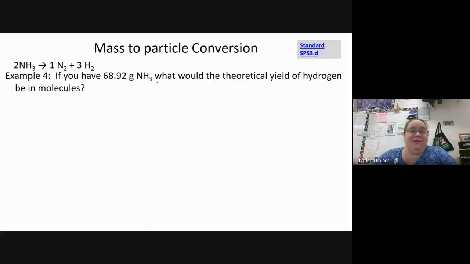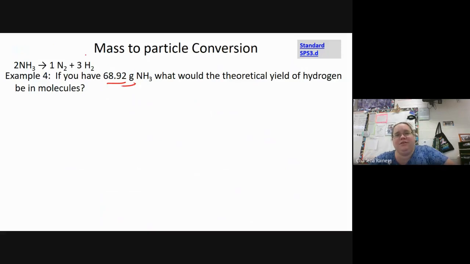Example number, if I've kept track, number 4, we're going from grams of NH3 to molecules of hydrogen. It's worded really badly. My brain can't handle English this late in the evening. So we're not going to worry about the fact that it's not grammatically correct. Instead, we're going to focus on the numbers and the units. The extra words are not important. Find the number, find the unit. I found my number, I found my unit.